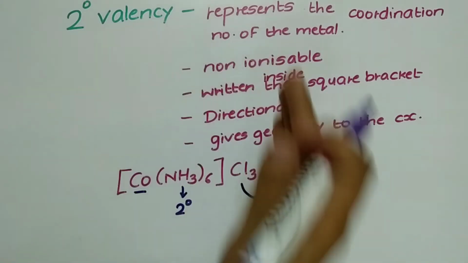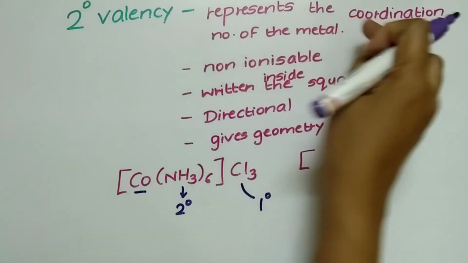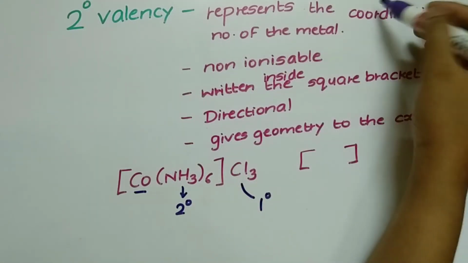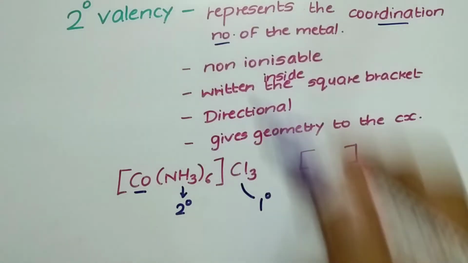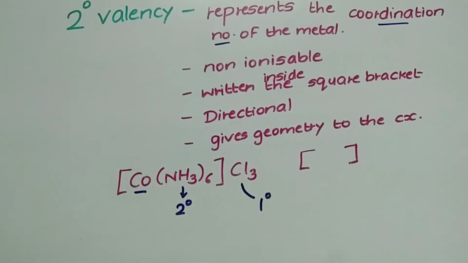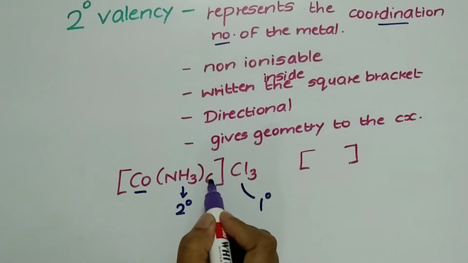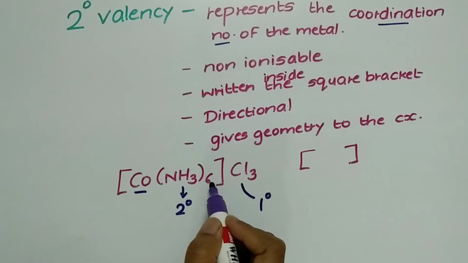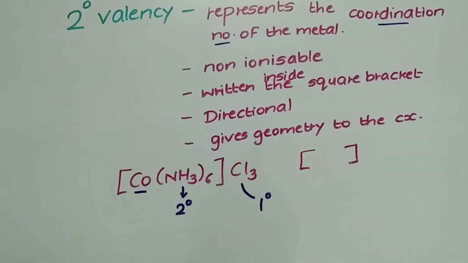Secondary valency represents the coordination number. What do you mean by coordination number? How many ligands are attached, and here you have to consider the donor sites also. Each ligand, how many donor sites? Here I have taken the example of NH3, which has one donor site. So in total there are 6. So the coordination number, or the secondary valency, is 6.